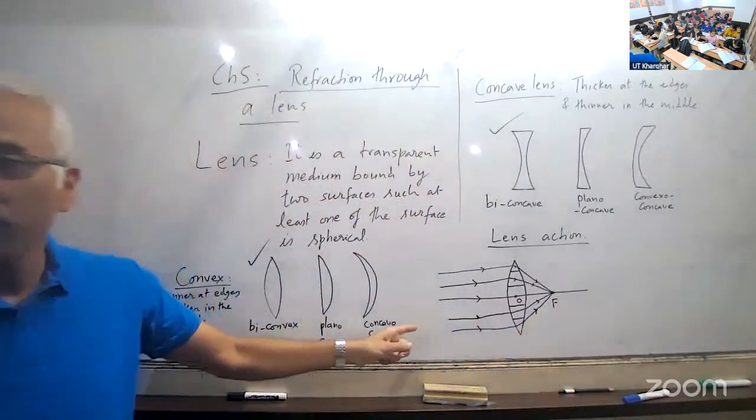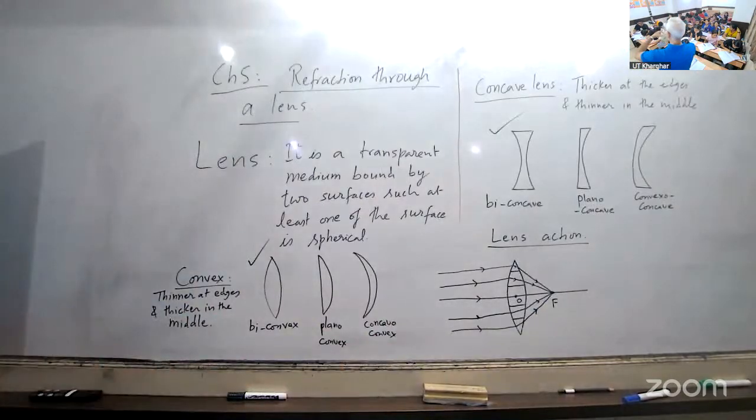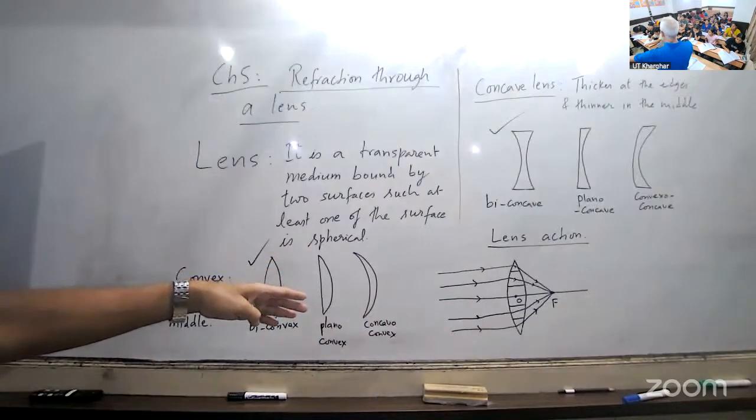So this is the lens action. It can be thought of as the stack of prisms kept one above the other, and in the middle it is a rectangular glass slab. And you're already familiar about the behavior.